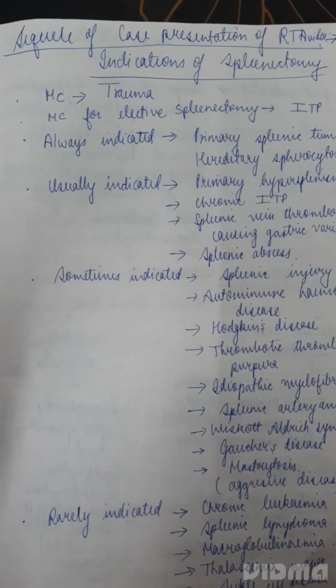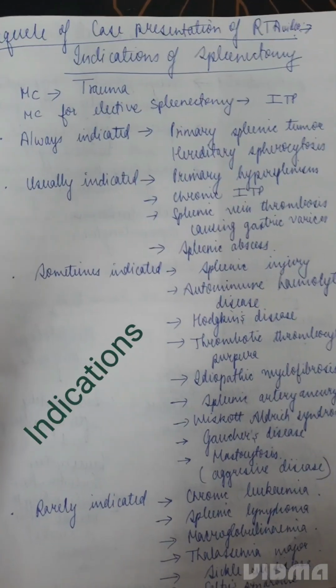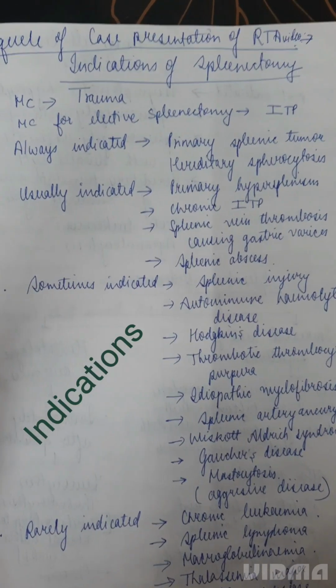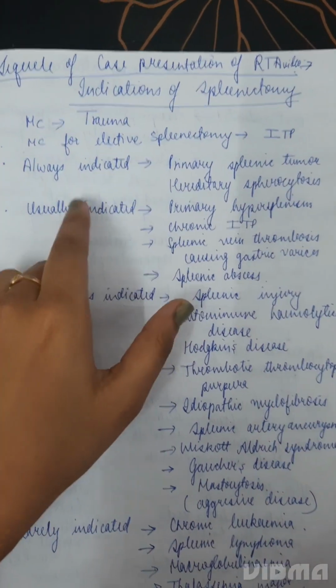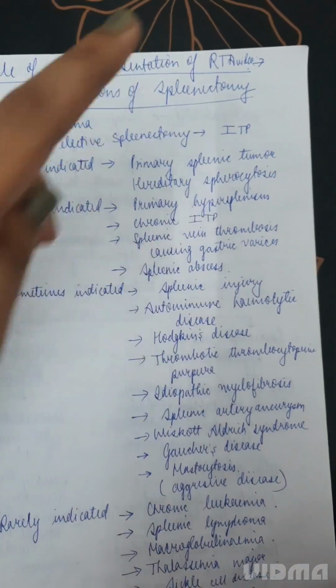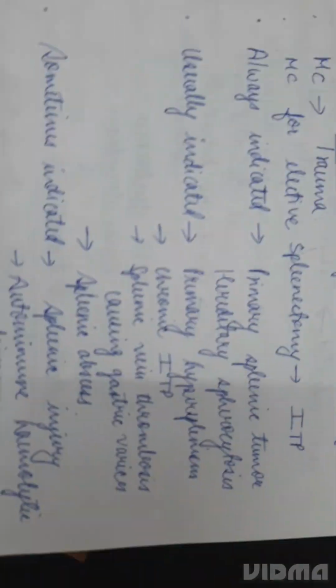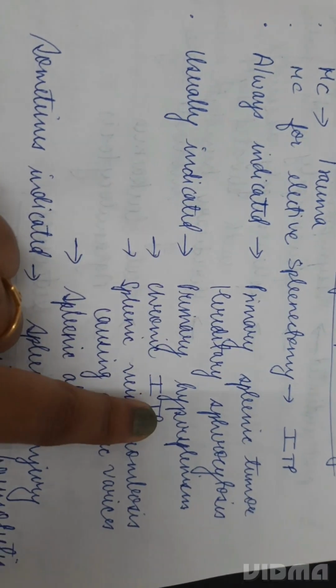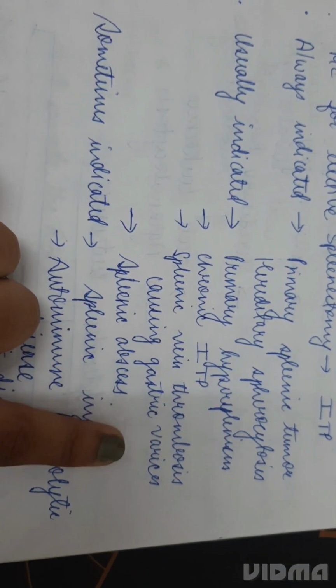What are the indications of splenectomy? The most common is trauma. The most common indication for elective splenectomy is ITP. What is always indicated? Primary splenic tumor and hereditary spherocytosis. What is usually indicated? Primary hypersplenism, chronic ITP, splenic vein thrombosis causing gastric varices, and splenic abscess.